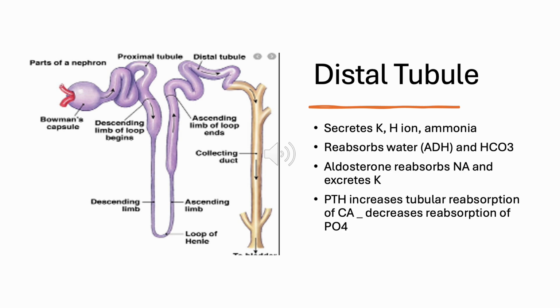Aldosterone helps us reabsorb sodium and excretes potassium. So if the distal tubule can no longer do this, you're going to have a high potassium. And then remember, parathyroid hormone is released when calcium is low because it helps make the calcium level increase. And that's due to tubular reabsorption of calcium in the body. And it decreases the reabsorption of phosphate. So anytime you're talking about calcium and phosphorus, they're opposite. They're opposing, right? Calcium's low, phosphate is high, and if phosphate is high, calcium is low.